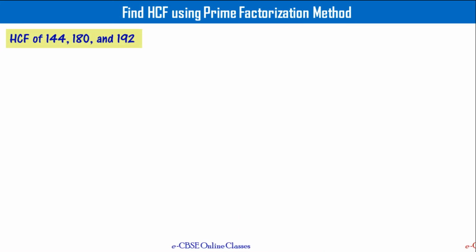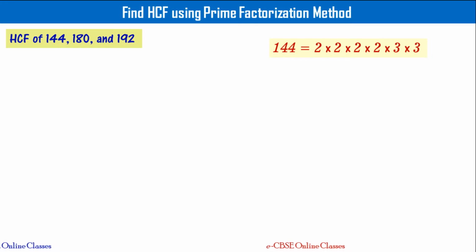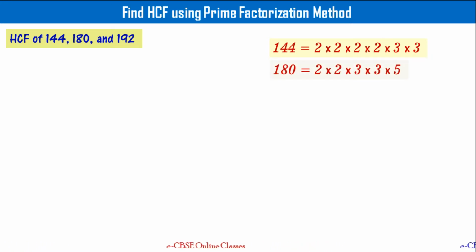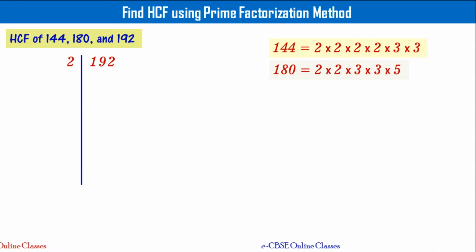Now let's find HCF of three numbers. Those are 144, 180 and 192. We have already seen the prime factors for 144 and 180. Now let's do that for 192. Let's express 192 as product of prime factors. To do that, let's divide 192 with 2.